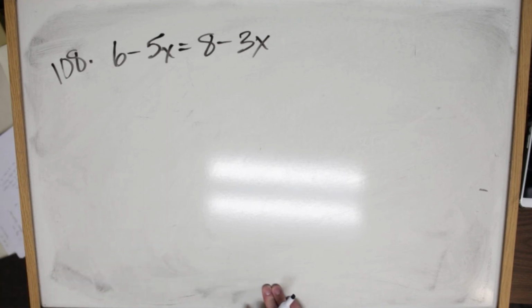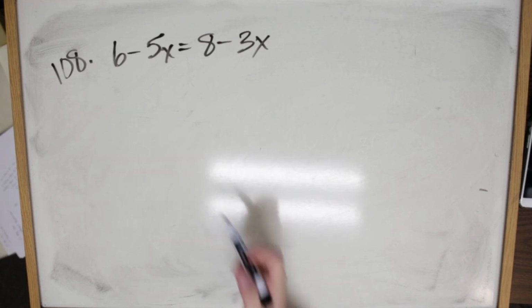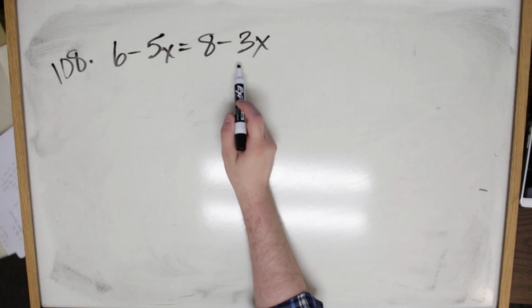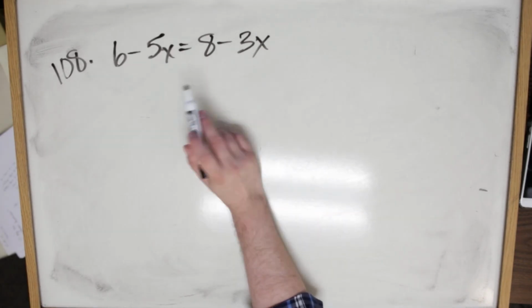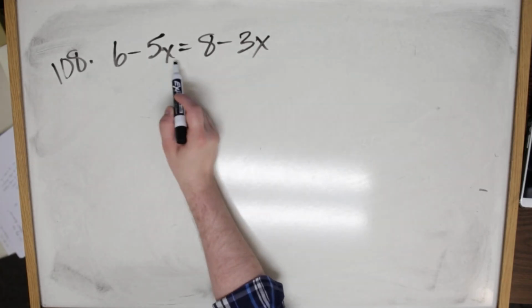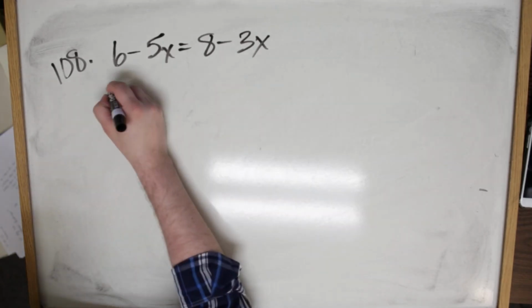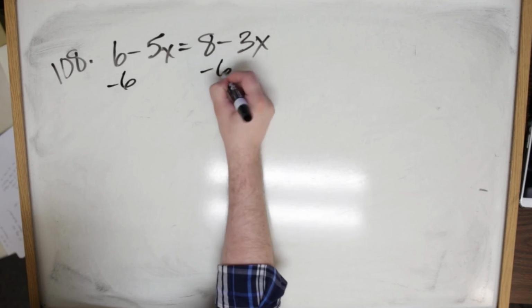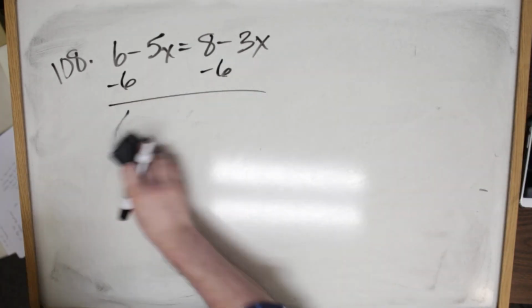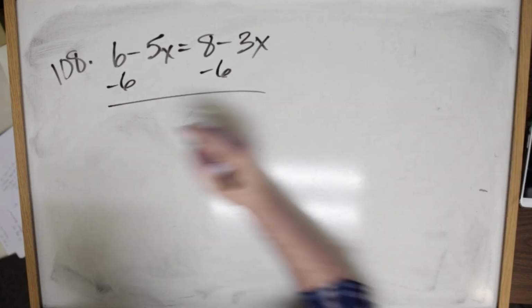So here's what we're going to do. I want all of my x's on this side, and I want all of my constants on this side. I'll take care of the coefficients in a few minutes. Coefficients are the numbers connected to the variable. So let's subtract 6 from both sides. We're subtracting 6 because there's a positive 6 here.